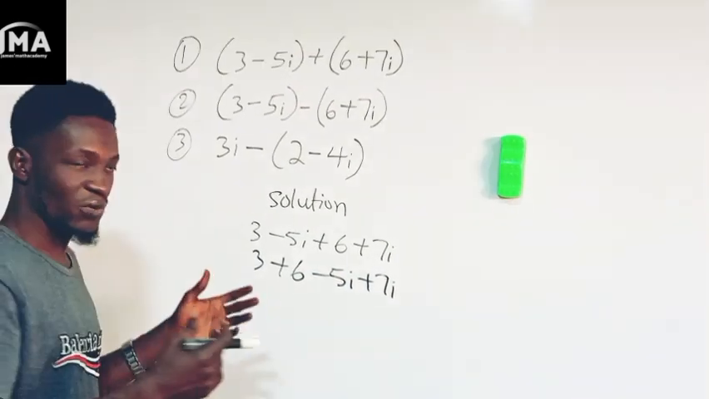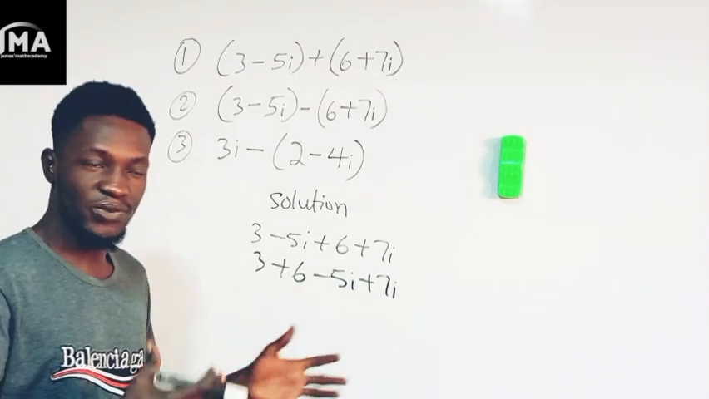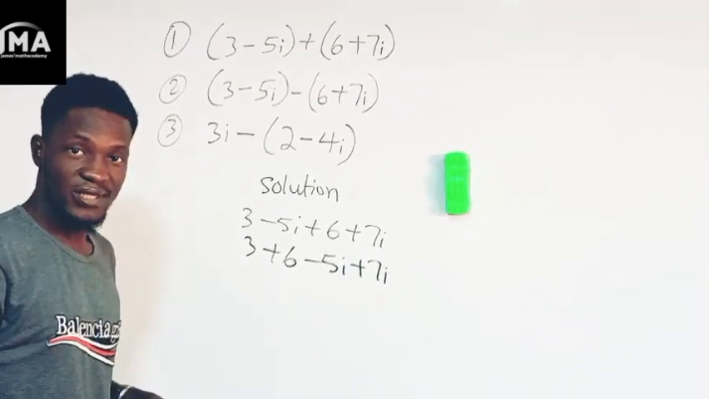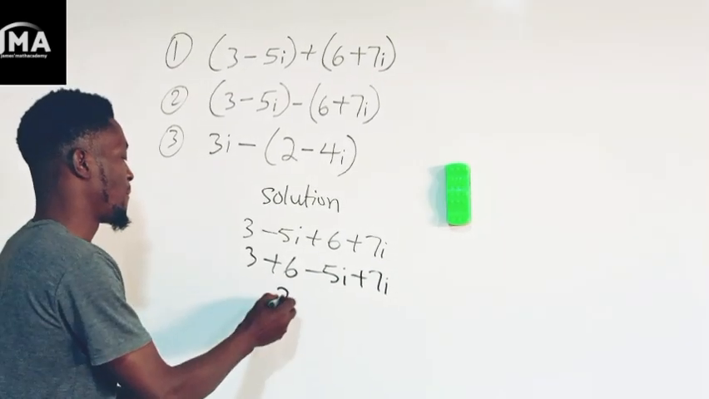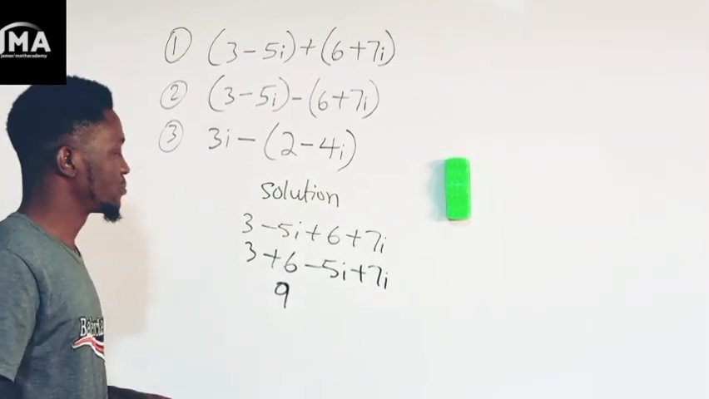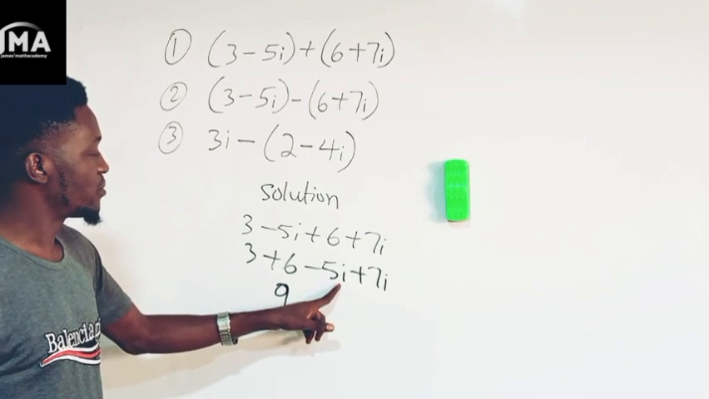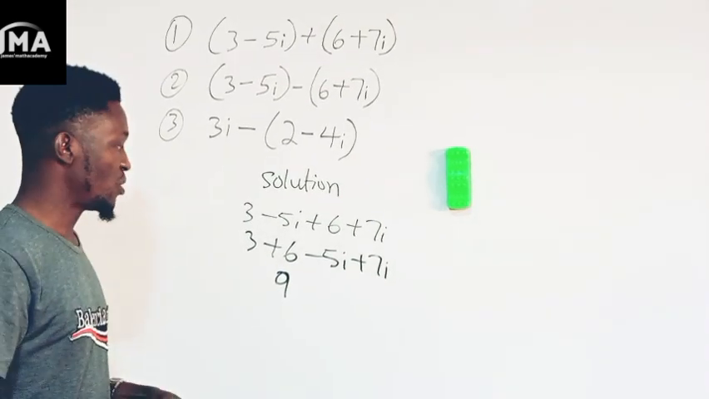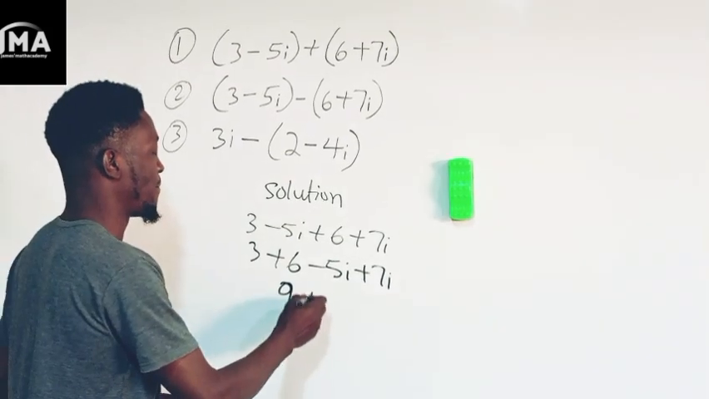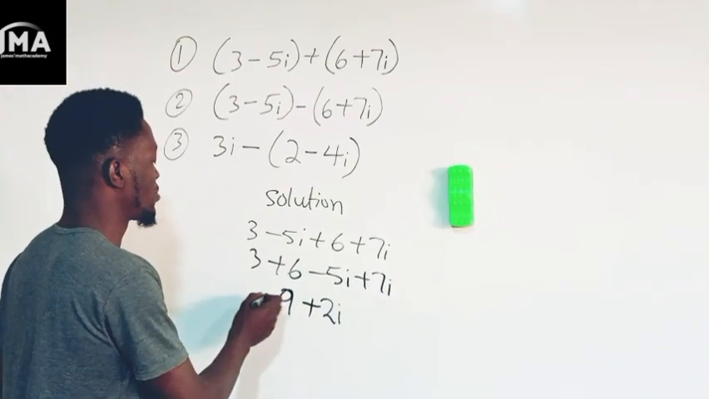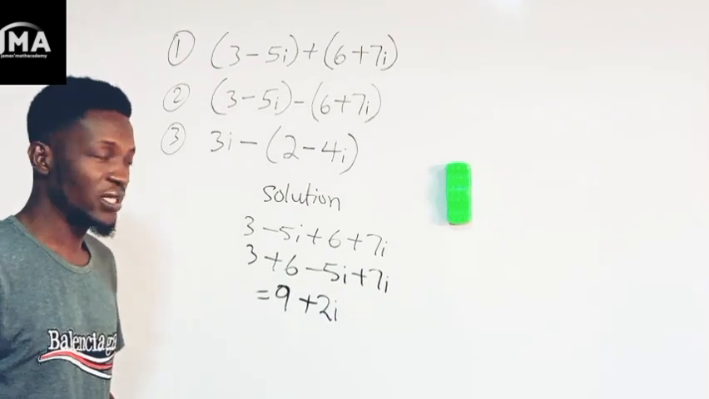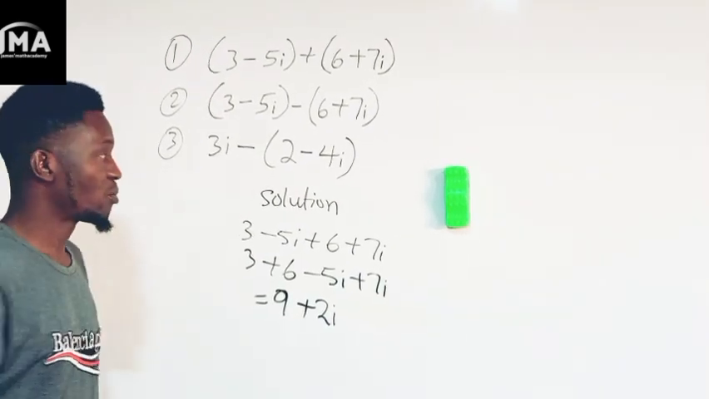What I just did is group the like terms together. 3 plus 6 is 9, and minus 5i plus 7i is plus 2i. So this is our final answer for number one. Let's dive into number two.